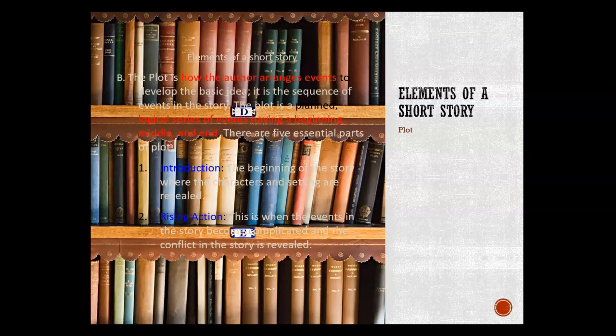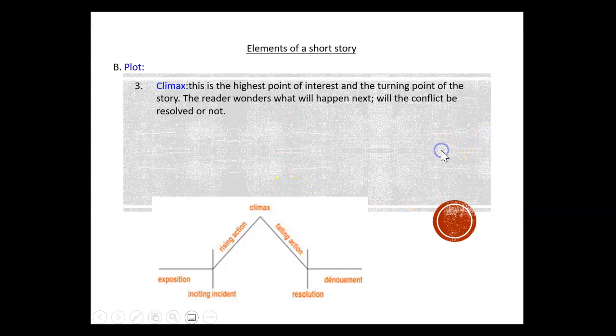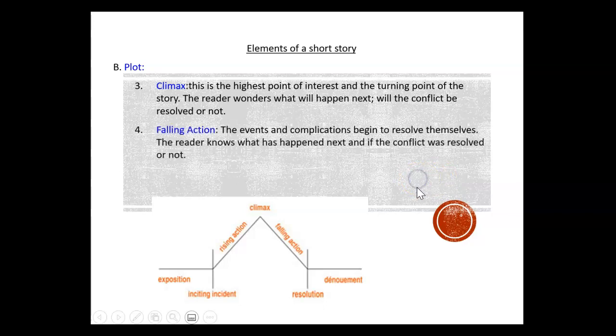1. Introduction. The beginning of the story, where the characters and setting are revealed. Sometimes this is called the exposition. 2. Rising action. This is when the events in the story become complicated and the conflict is revealed. 3 is the climax. This is the highest point of interest and the turning point of the story. The reader wonders what will happen next, and whether the conflict will be resolved or not.